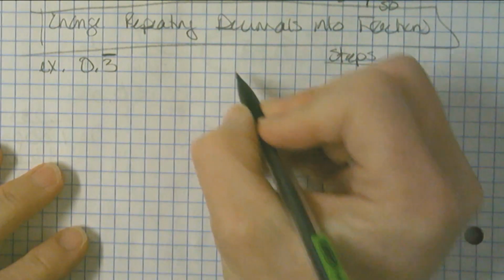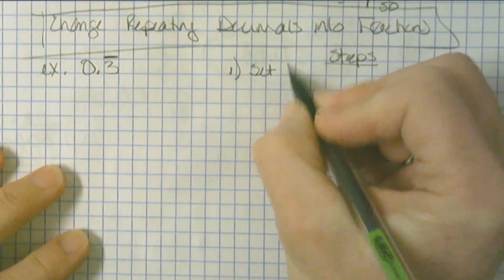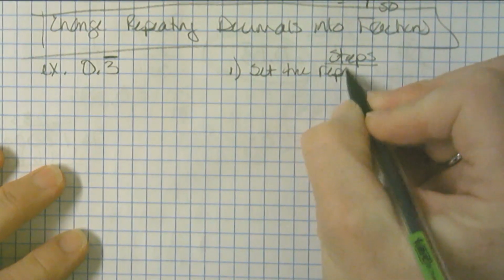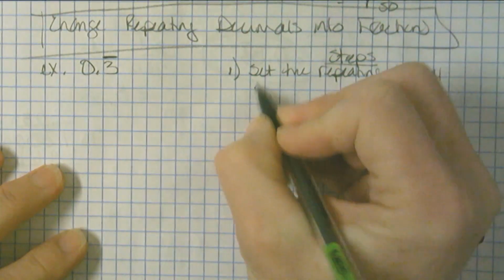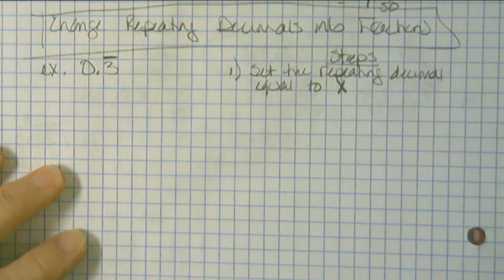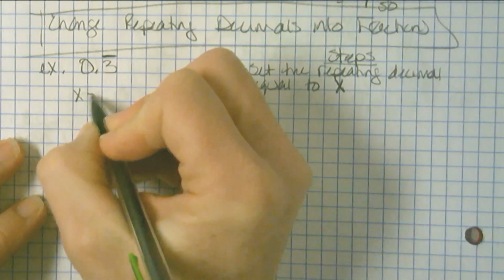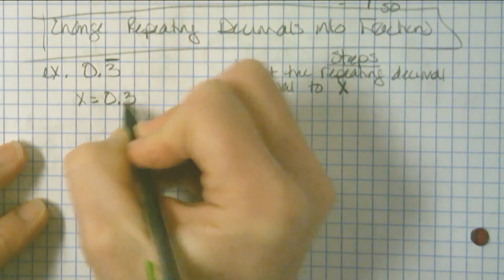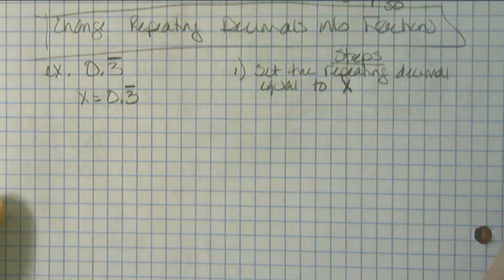Okay, the first thing you're going to do is I want you to set the repeating decimal equal to x. All right, so x equals 0.3 repeating. Are you guys good so far?